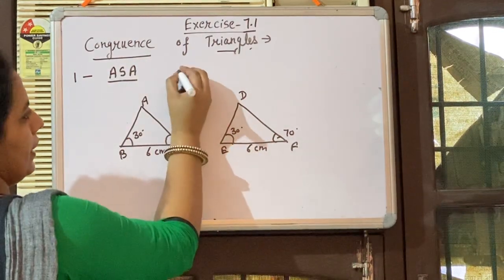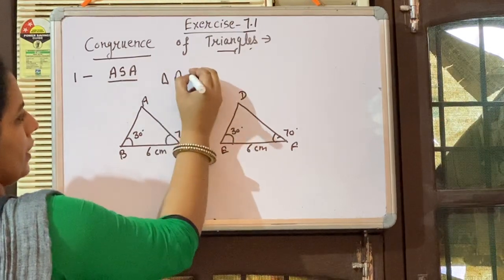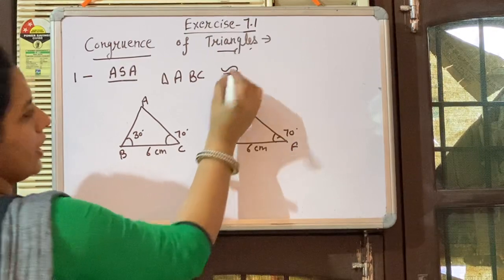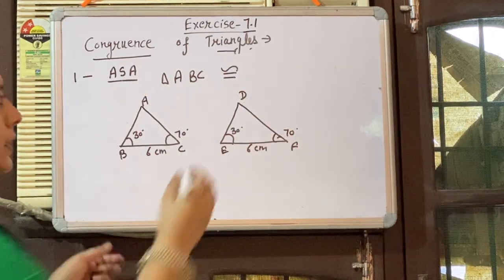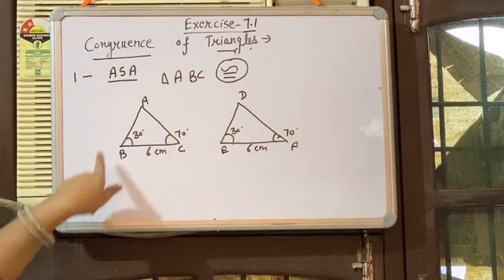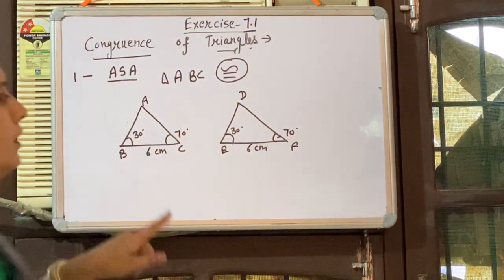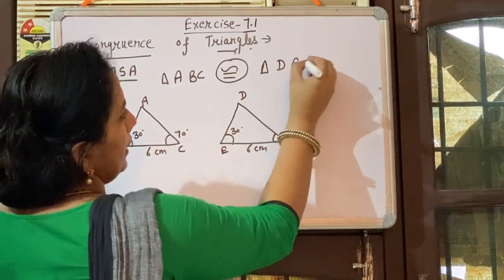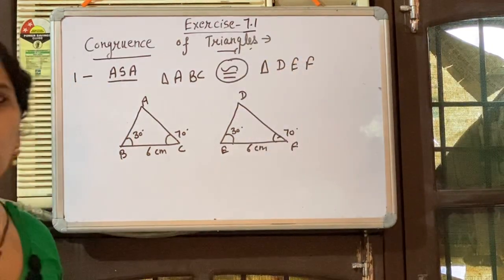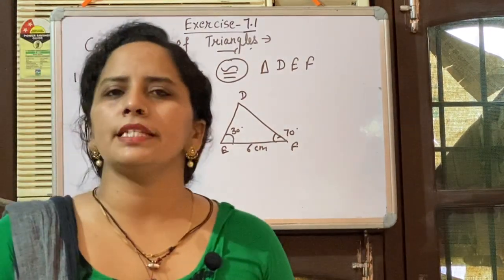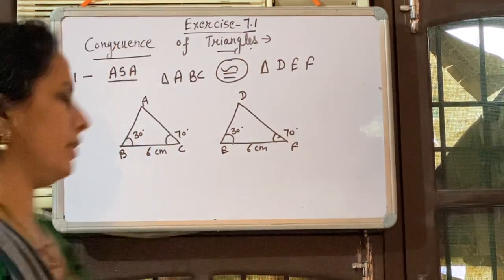So we will write here that triangle ABC congruent. This is the sign of congruent. Triangle ABC is congruent to triangle DEF by the rule to be followed, which is ASA, that means angle side angle.